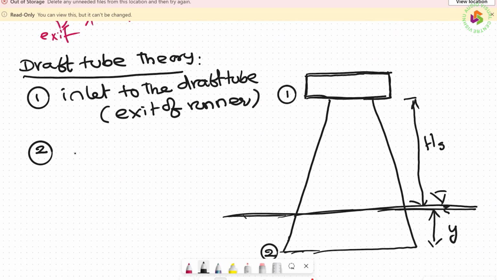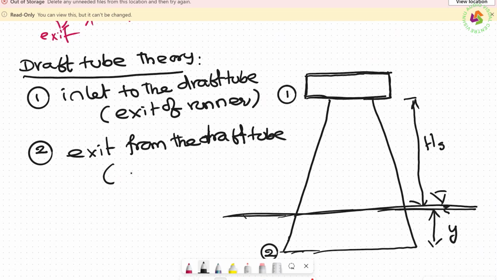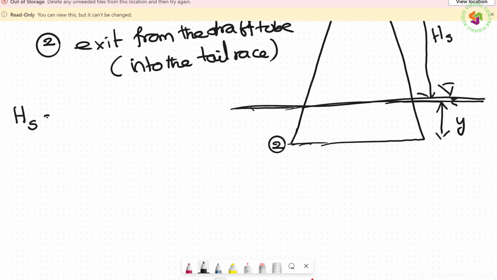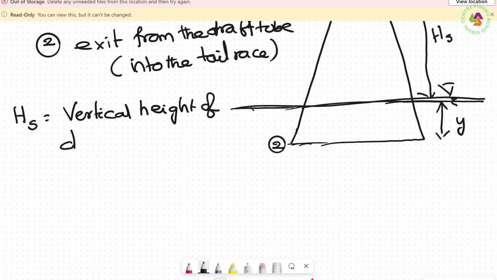What is number 2? Number 2 is the exit from the draft tube. What is it actually? It is into the tail race. So this is the first. Then what are the notations that I mentioned? What is HS? Actually, HS is nothing but it is the vertical height of draft tube above tail race level.